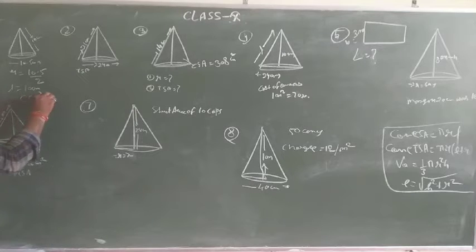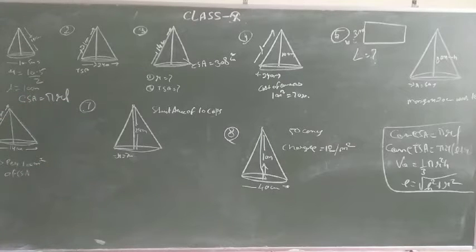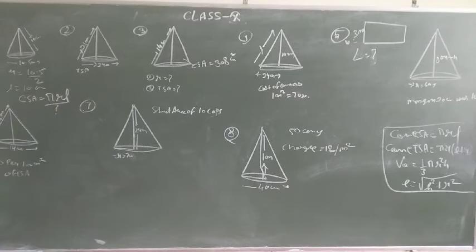How can we find the curved surface area? Pi r L. Put in all these values. You also know the value of pi is 22 by 7. Put it in there. Radius is also given, L is also given, 10 centimeter. Understood? Put in all these values, calculate and find your answer.